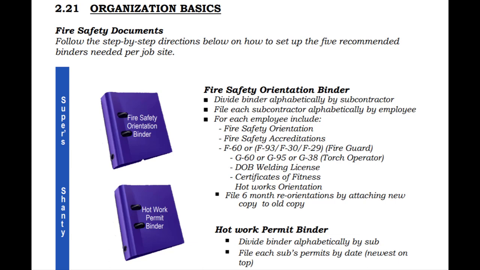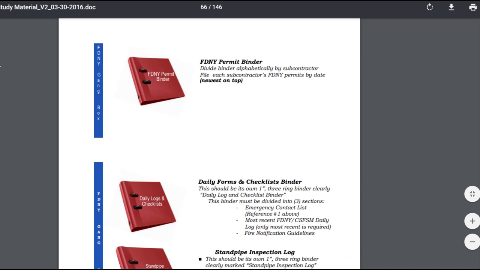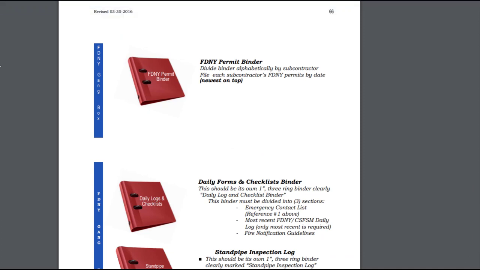Another binder will be your hot work permit binder. You should also divide this in alphabetical order. You'll also need the FDNY permit binder. This should be divided alphabetically by subcontractor. The newest one should be on top.